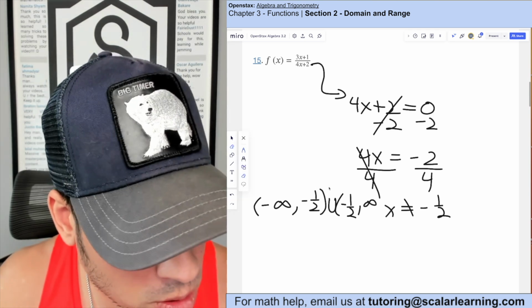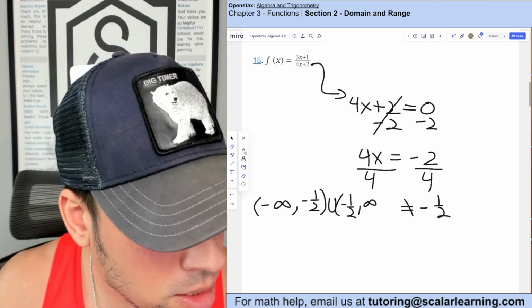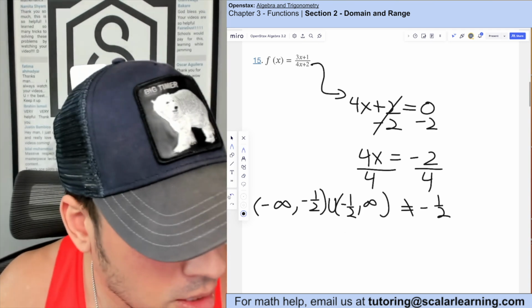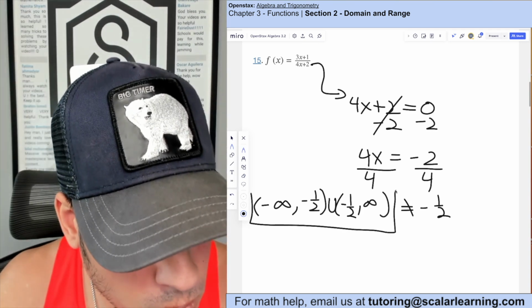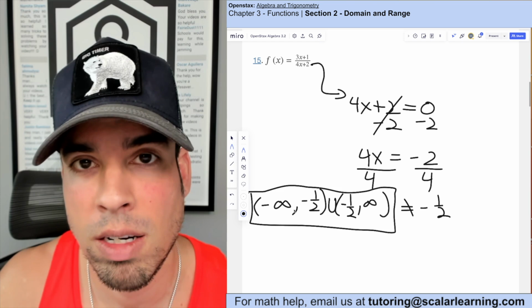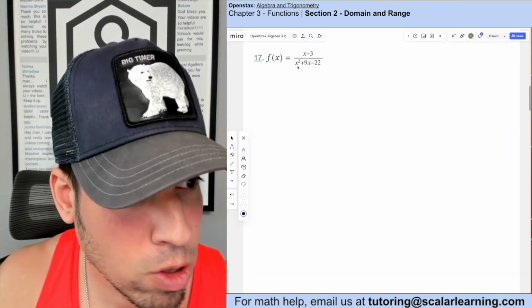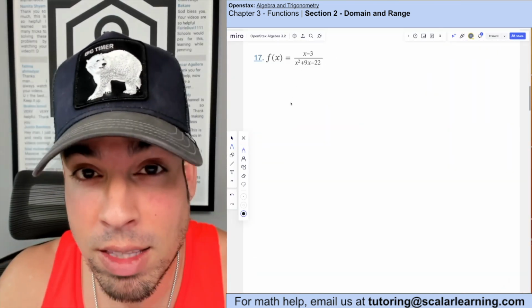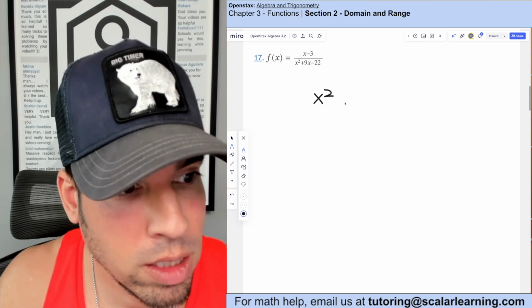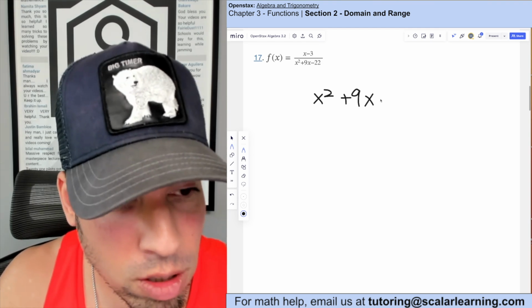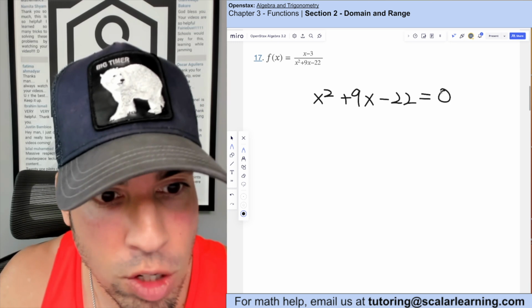Let me make a little room here. So now we have positive infinity, and there is your full interval for the domain. Boom, done. Once again, here we have a rational function, and we want to make sure that we're not dividing by 0. So we need to figure out what values of x are going to make this denominator equal 0.